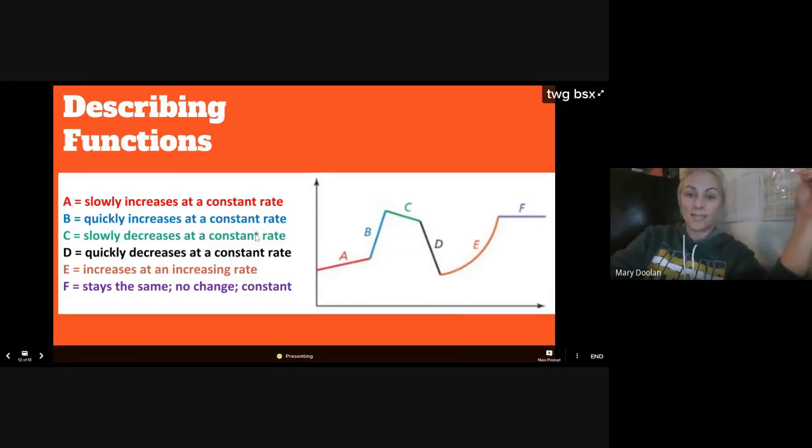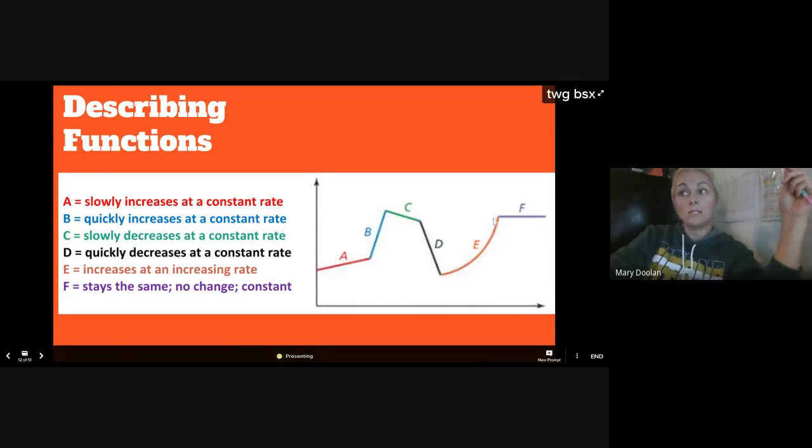Okay, the rate is staying consistent. It's constant. B is also positive, but it is much more steep, so this is quickly increasing at a constant rate. C is going downhill. D is also going downhill. Both of those are straight line segments, so C is slowly decreasing at a constant rate, where D is quickly decreasing at a constant rate because the slope is much more steep.